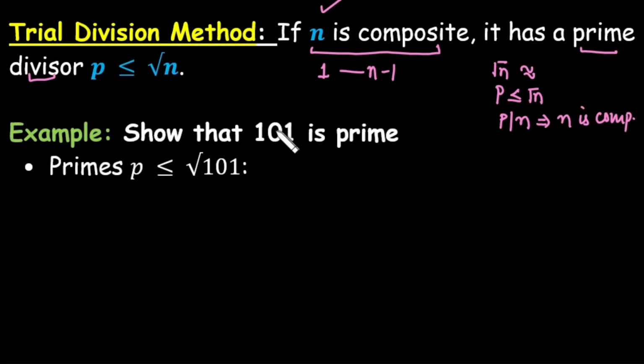Let's identify for this case. Show that 101 is a prime number. So what do we need to do? First we will take the root of n. What is the root of 101?